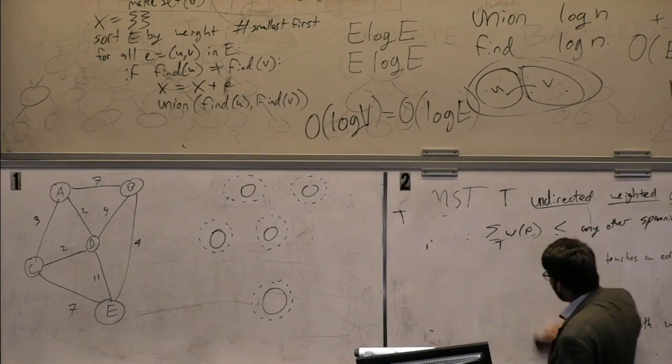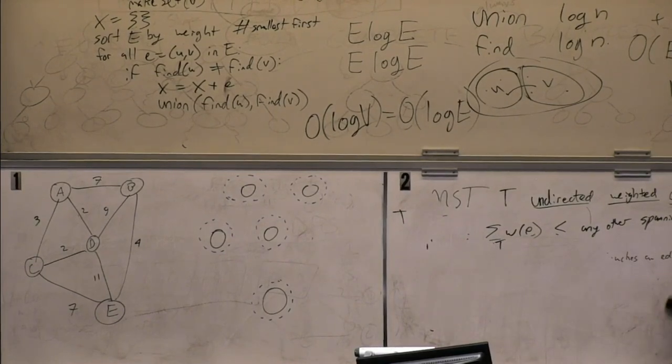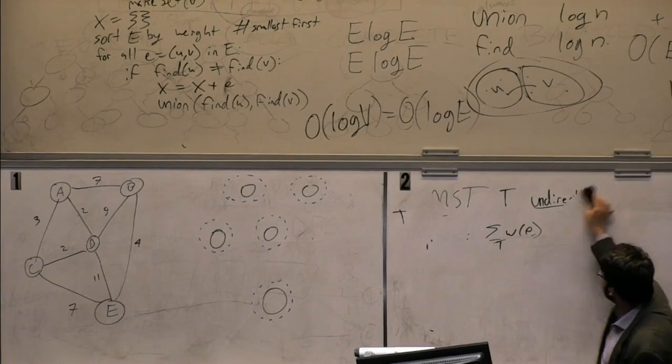I like to think of union find as osmosis, where you put things into bubbles, and then you join the bubbles in a specific order.